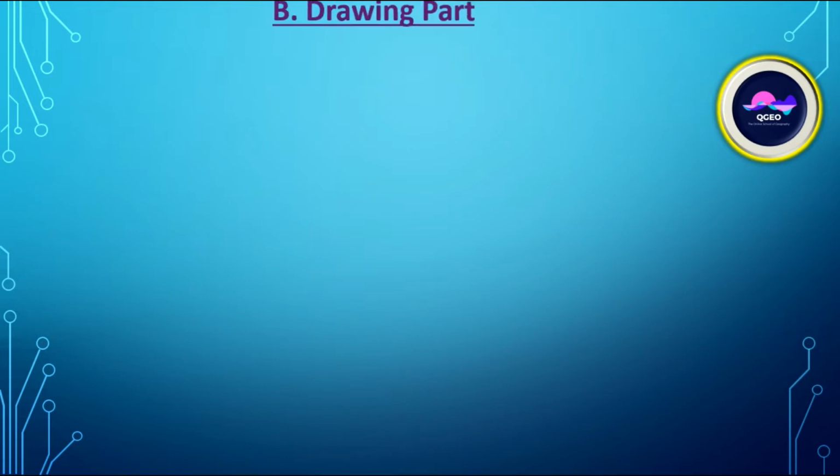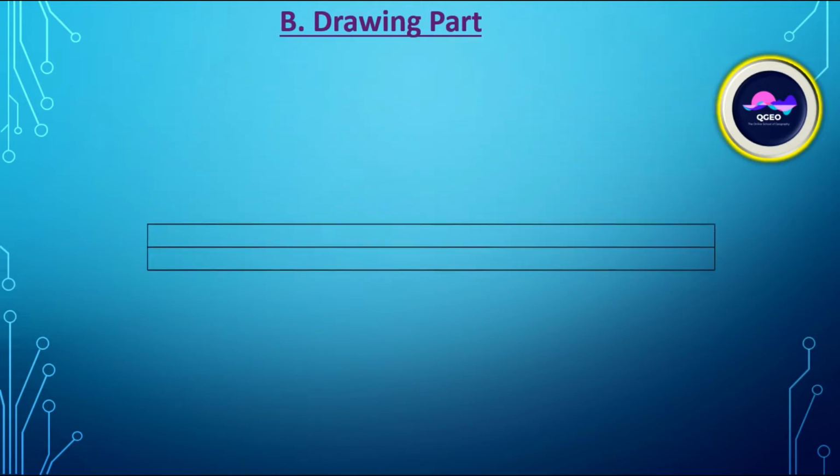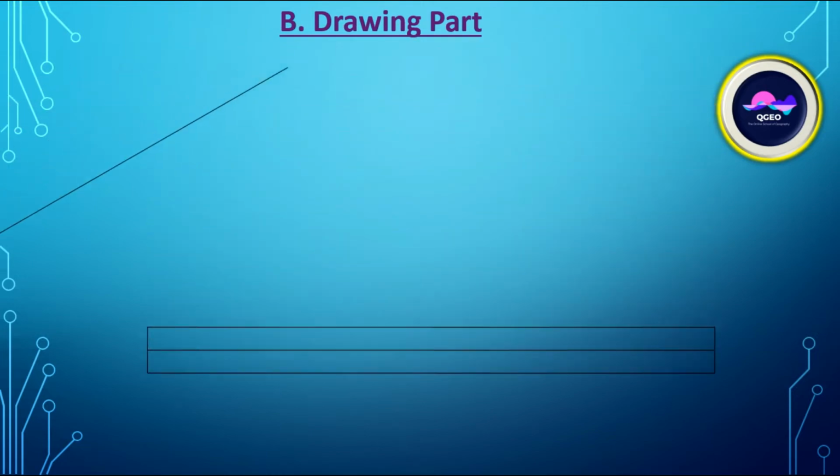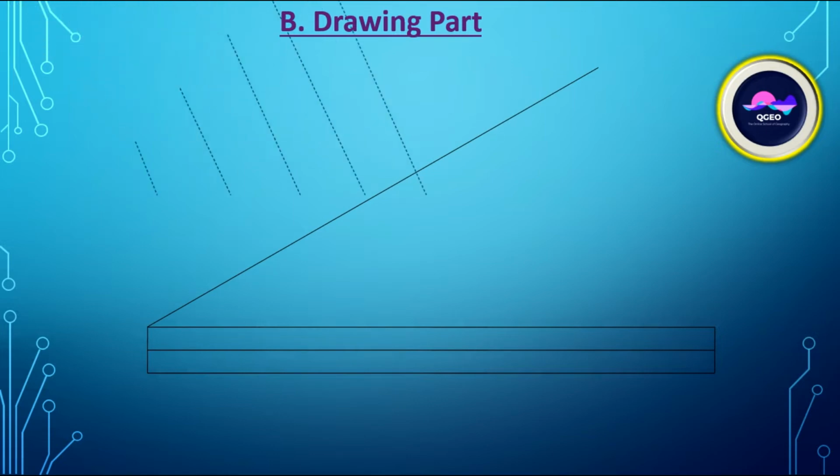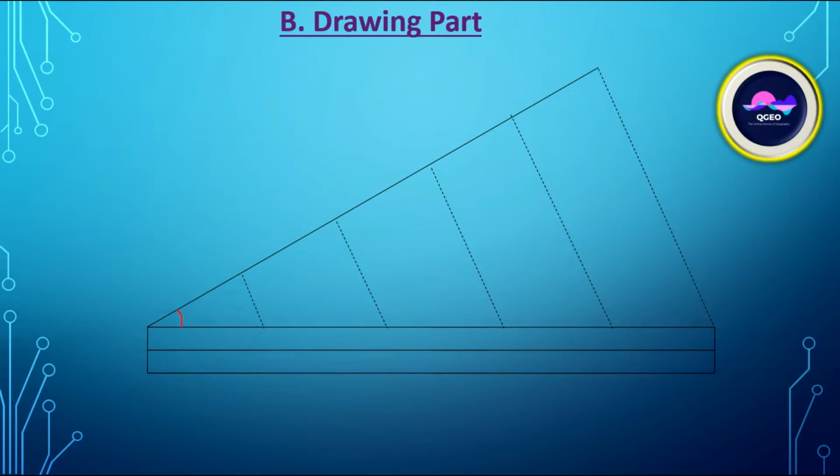Okay, drawing part. By taking the total length of the scale, we just draw the 3 parallel lines, then the angular line, it will be 30 to 35 degree for better representation. Okay, this angle will be 30 to 35 for better representation. And divide the line into 5 equal parts, as we multiply 5.